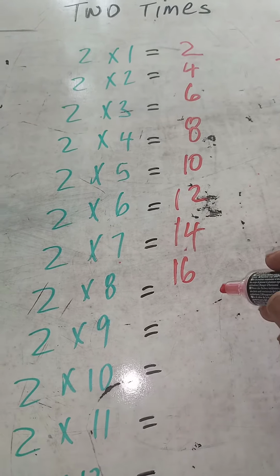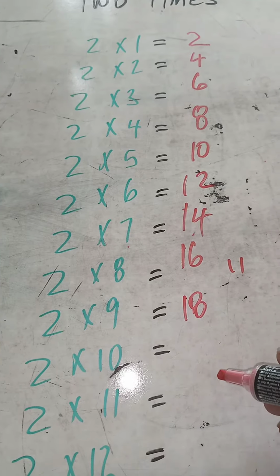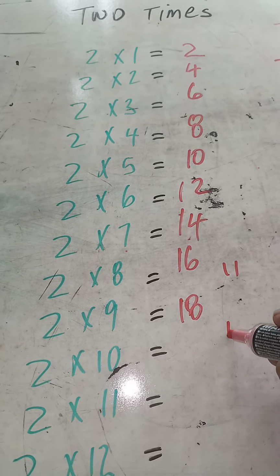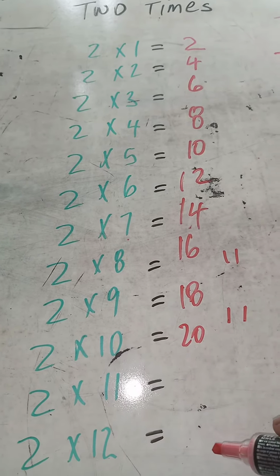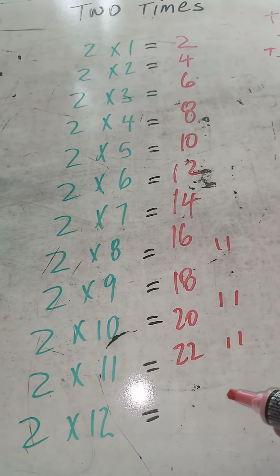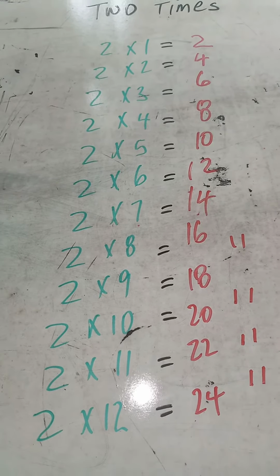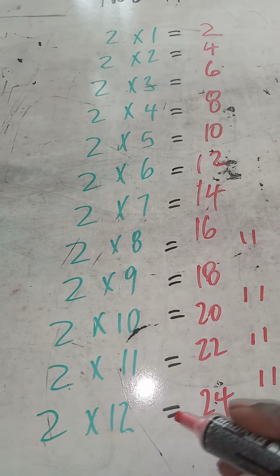And if you add 2 more to it, 17, 18, you get 18 here. Add 2 more to it, 19, 20, you get 20 here. Add 2 more to it, 21, 22. Add 2 more to it, 23, 24. And 2 times 12 will give you 24.